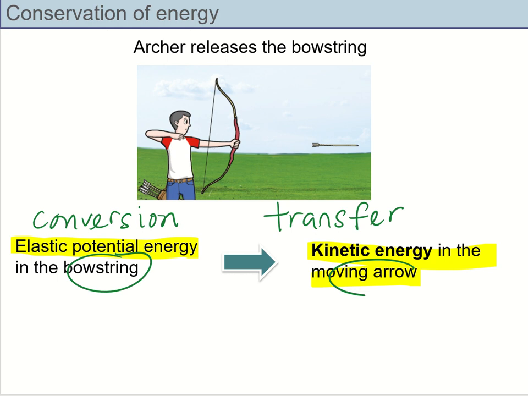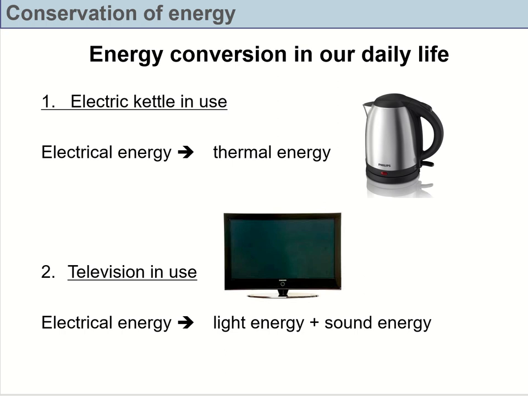And of course, when we convert and transfer the energy, work is being done because the force exerted causes the arrow to move a certain distance. So remember, work done is force times distance. Energy is also being converted. We see energy conversion in our daily life. So I'm going to go through a few common examples of energy conversion.